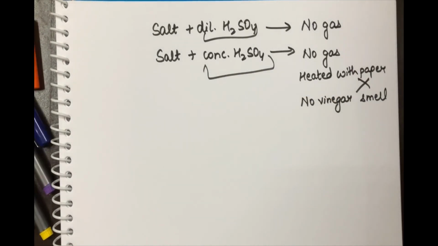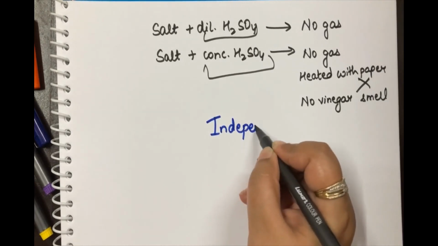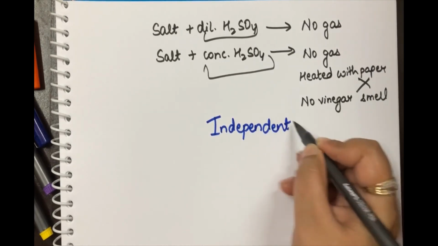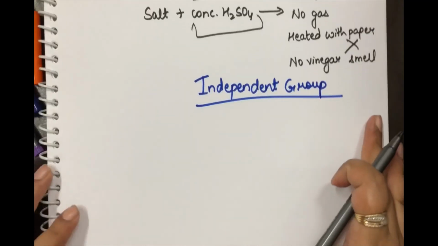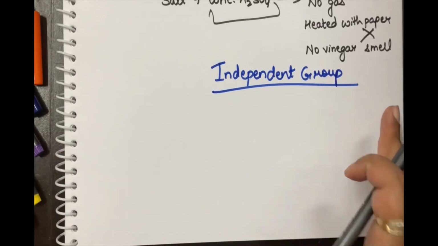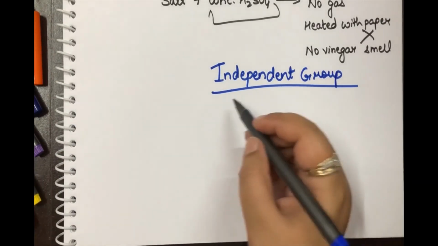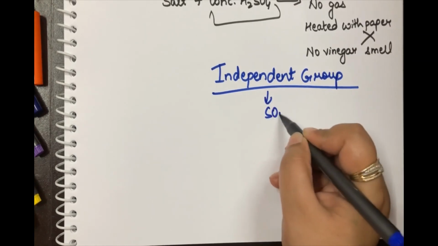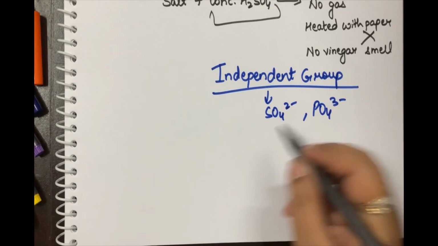Now what to do? Now you will start testing for your independent group. And obviously for the independent group, there is no group reagent. There is not a fixed reagent that you will use. These are two different individual tests. And what are the anions that are present in the individual group? It is your sulfate and it is your phosphate. So you will be testing for them separately.